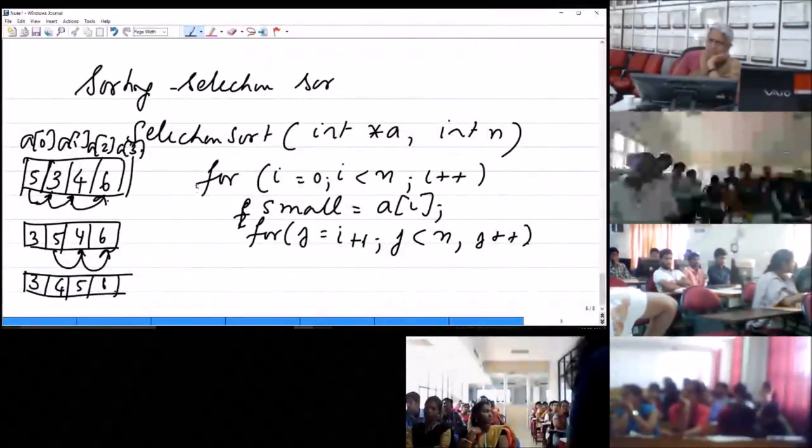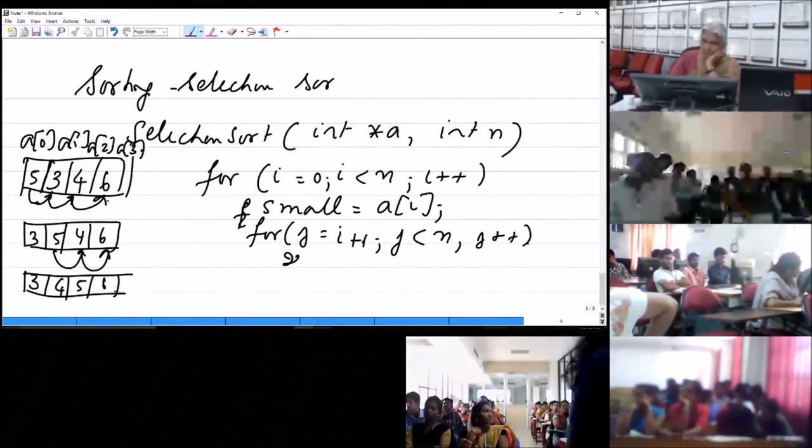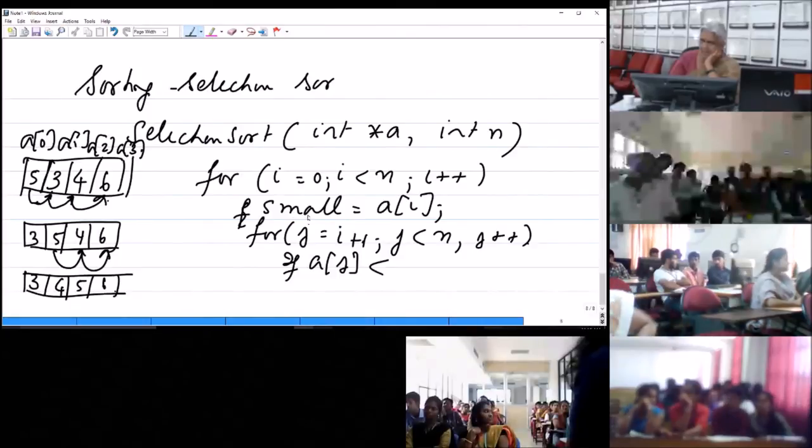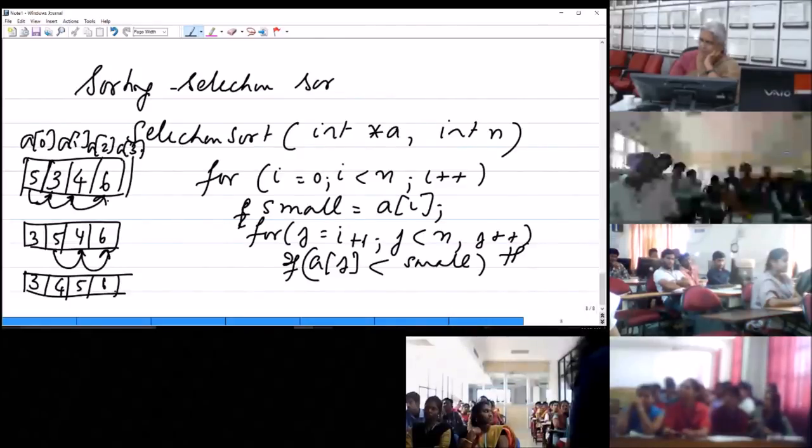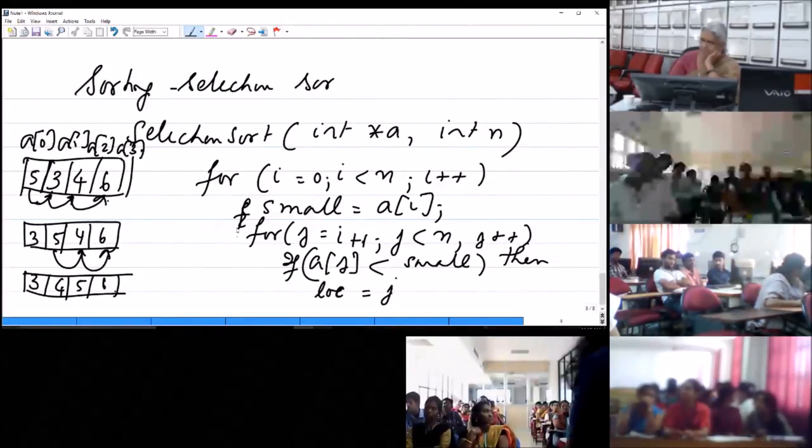So what we do is, we set the small element to A of i. Then for j equal to i plus 1, j less than n, I check if A of j is less than small. If it's less than small, then I initialize a variable called loc, which is equal to j. Okay. So I just keep repeating this.